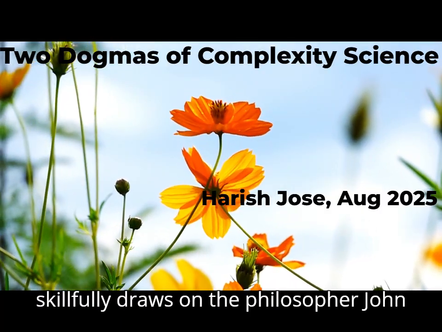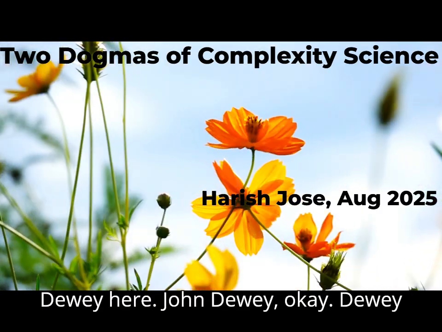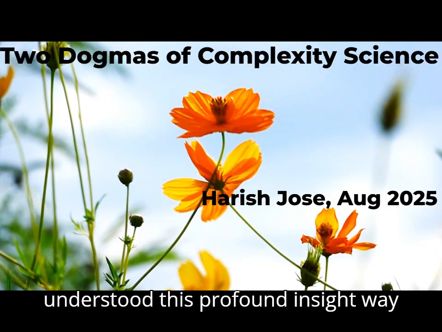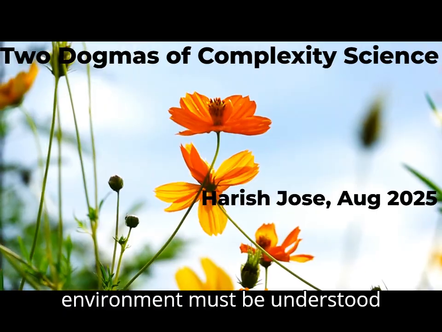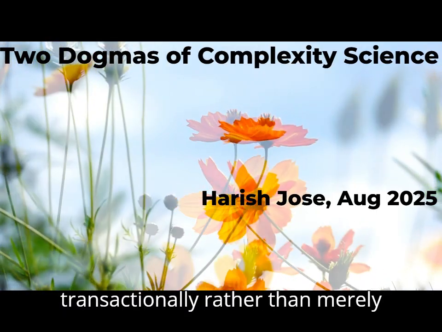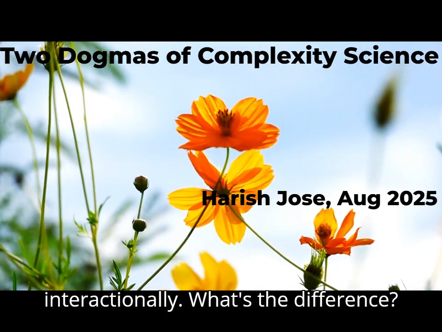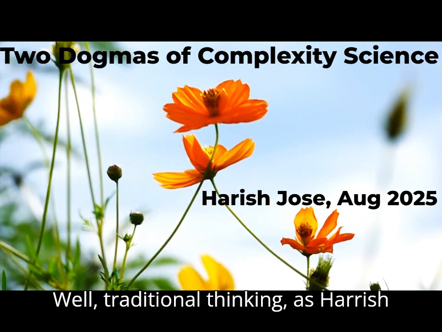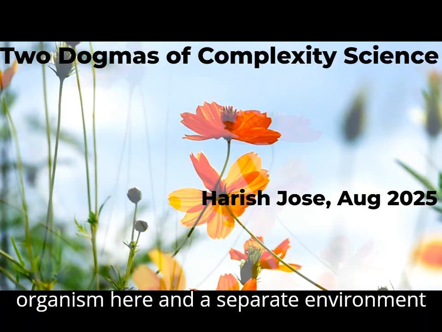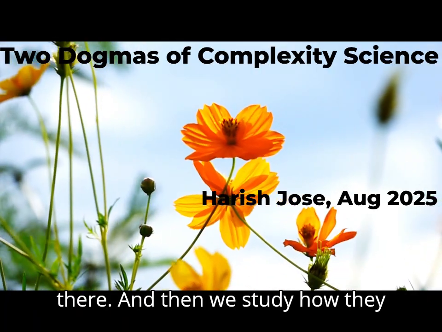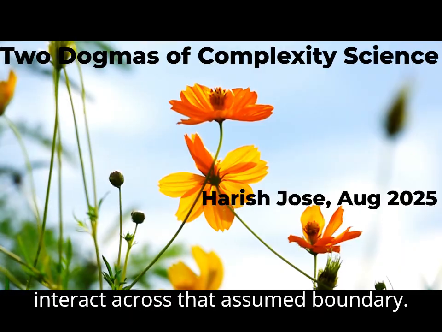Harris skillfully draws on the philosopher John Dewey here. John Dewey, okay. Dewey understood this profound insight way back. He argued that organism and environment must be understood transactionally rather than merely interactionally. Transactionally versus interactionally, what's the difference? Well, traditional thinking, as Harris explained it, often assumes a distinct organism here and a separate environment there, and then we study how they interact across that assumed boundary.